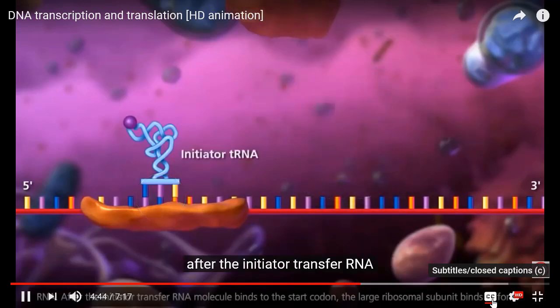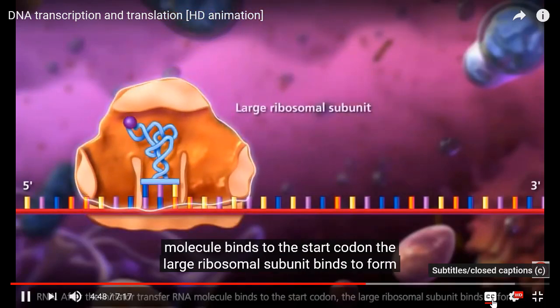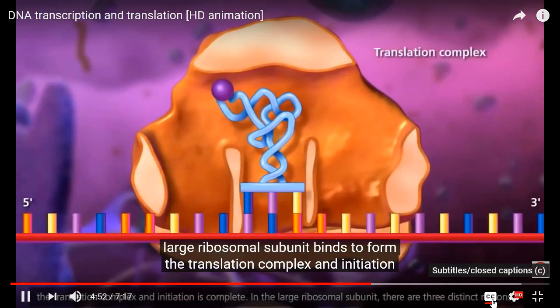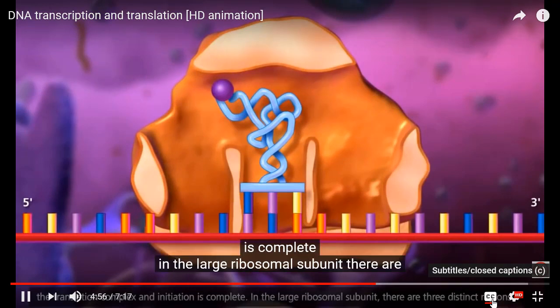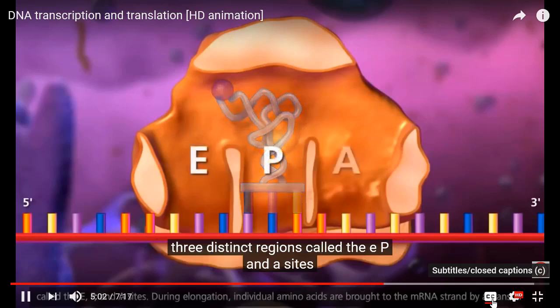After the initiator transfer RNA molecule binds to the start codon, the large ribosomal subunit binds to form the translation complex, and initiation is complete. In the large ribosomal subunit, there are 3 distinct regions called the E, P, and A sites.